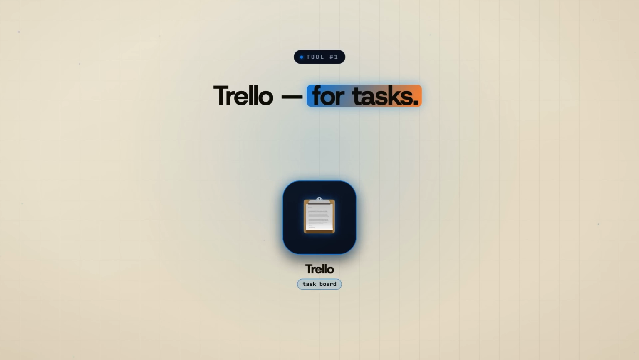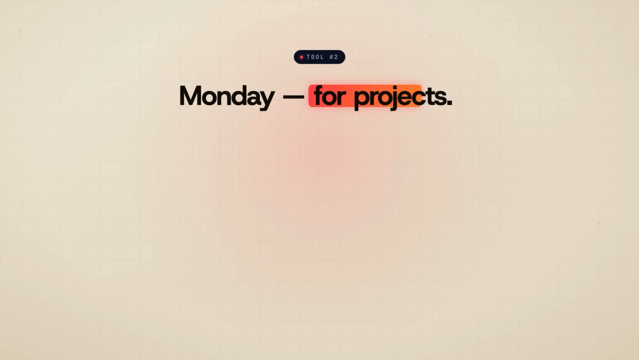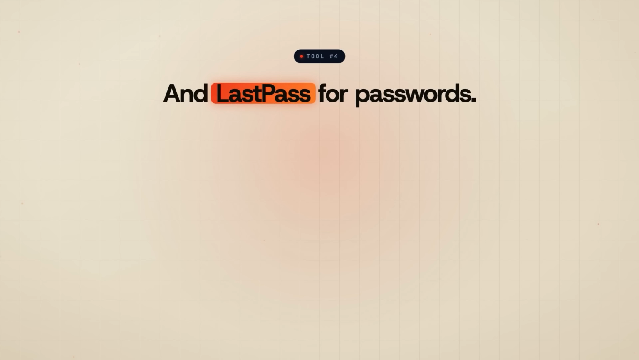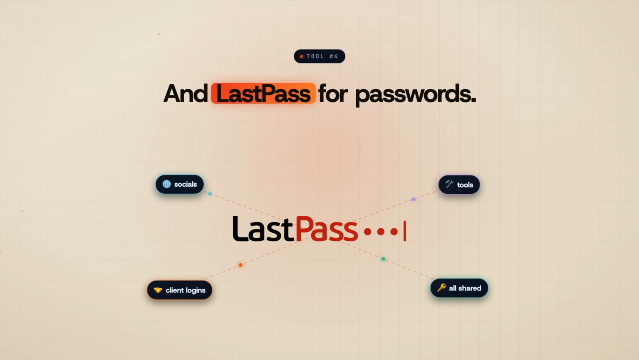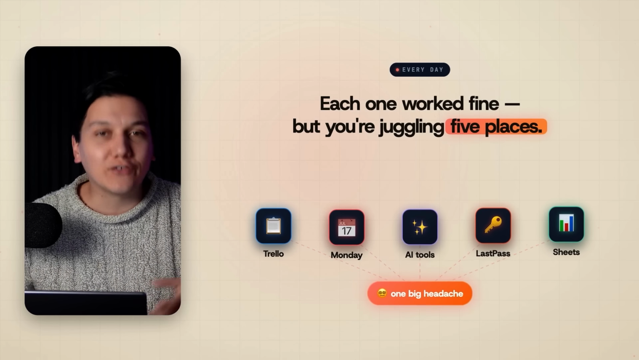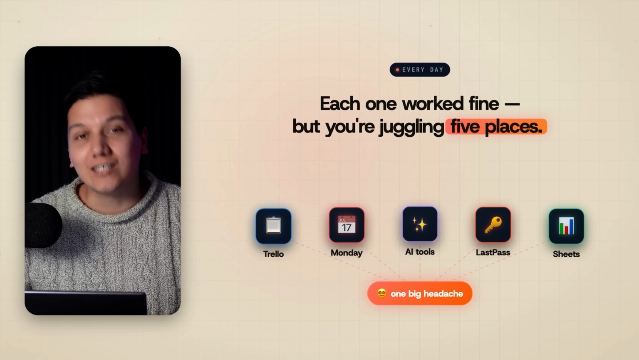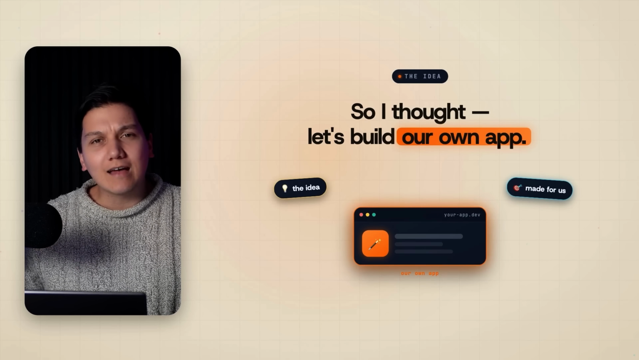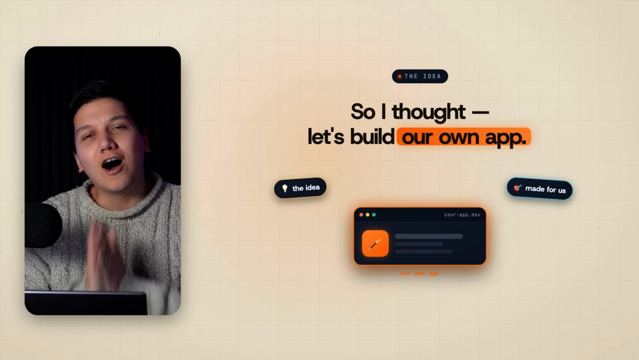And like most teams, we had a tool for everything. Trello for tasks, Monday for projects, a couple of AI tools here and there, and LastPass for passwords. Each one worked pretty fine, but we were jumping between 5 different places just to get through the day. So that's when I sat back and I thought about this, and I went, let's build our own app.